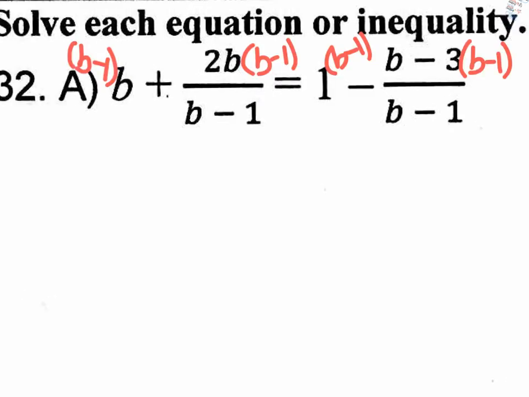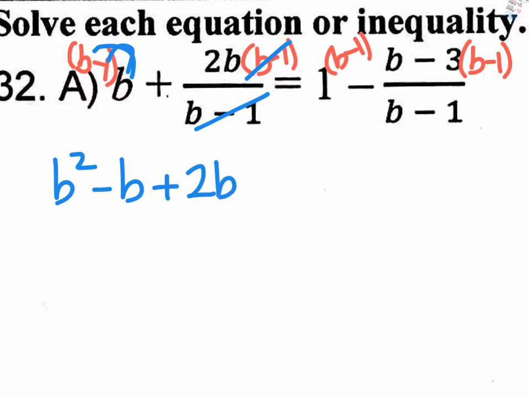So I wrote the binomial b minus 1 times every single term in that equation. Of course, on some of them you have to distribute, like b times b, that's going to be b squared. B times -1, that's going to be -b. And then over here, the b minus 1 cancels with the b minus 1. That was the whole purpose of multiplying everything by b minus 1. So we have plus whatever's left over, 2b. Then you bring down your equal sign.